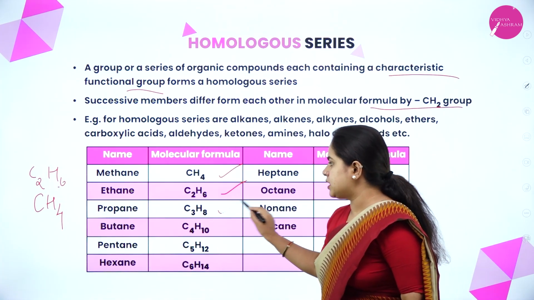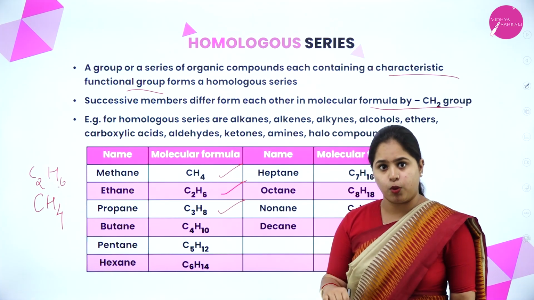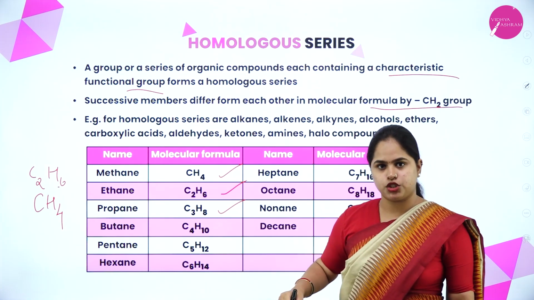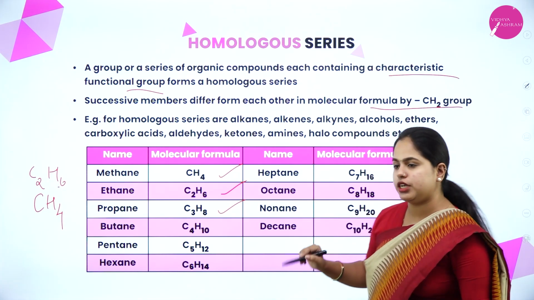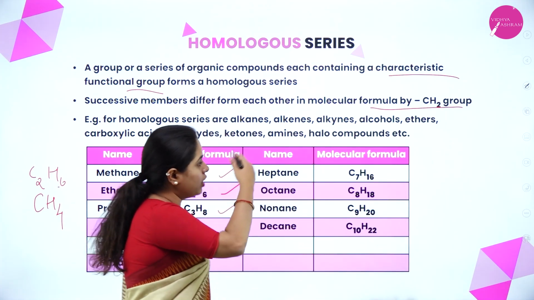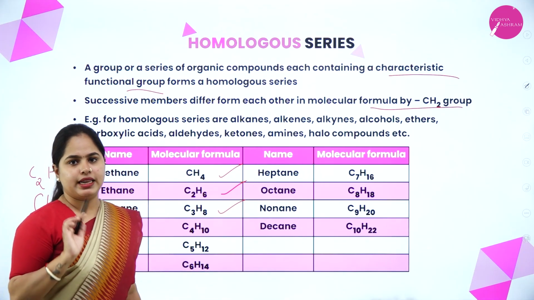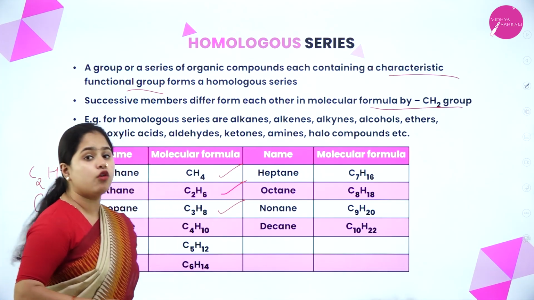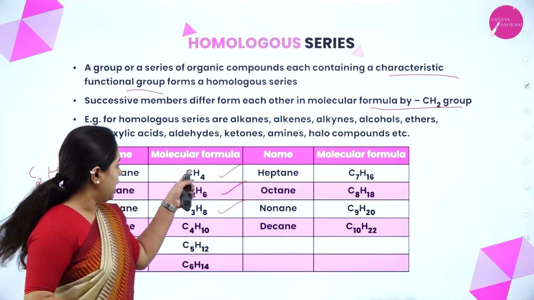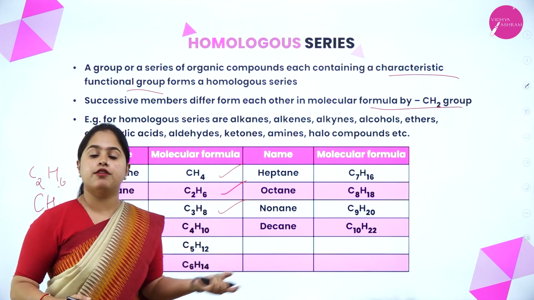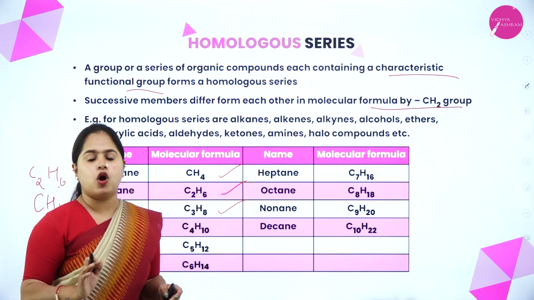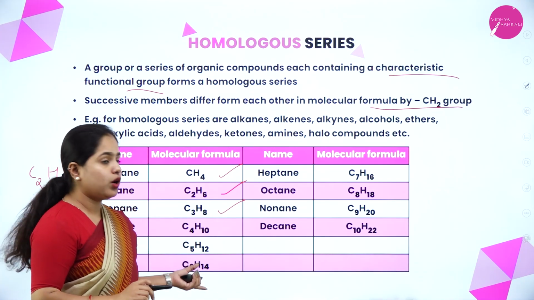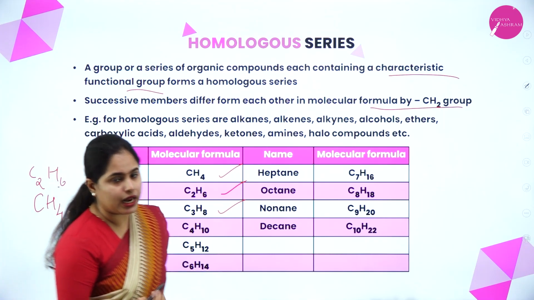The next member is C3H8, that is propane. Again, they differ by a CH2 group. Next is butane, pentane, hexane, heptane, octane, nonane, and decane. All these come under the alkanes. So this is an example of a homologous series, and each successive member differs from the previous one by a CH2 group. This is for alkanes. In the same way you can write it for alcohols as well.